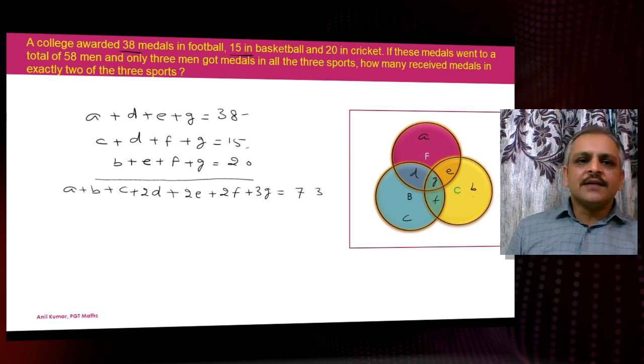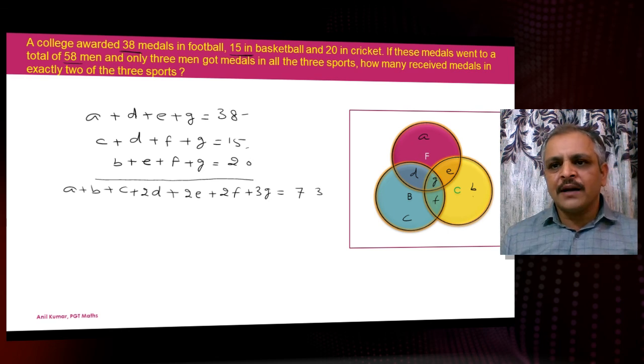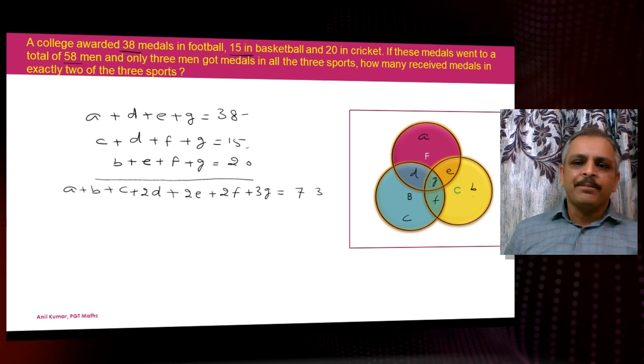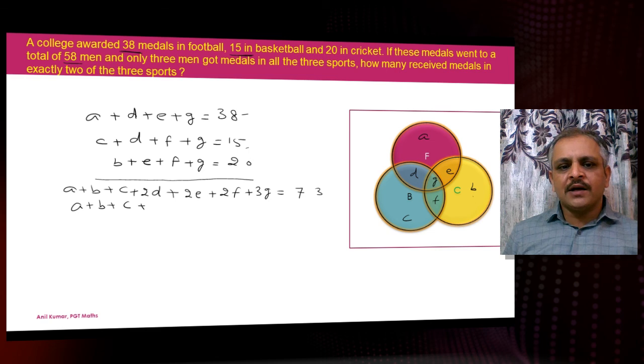Now he says that 58 medals in total were distributed. If these medals went to a total of 58 men, so all these together are 58. Means A plus B plus C plus D, E, F and G. All together they are 58. What we have to find out: how many received medals in exactly 2 of the 3 sports?